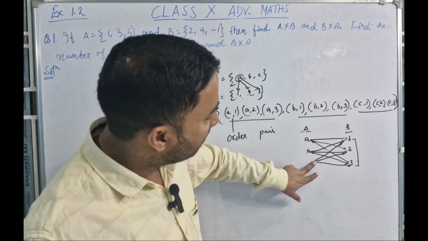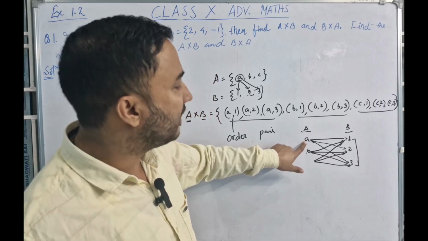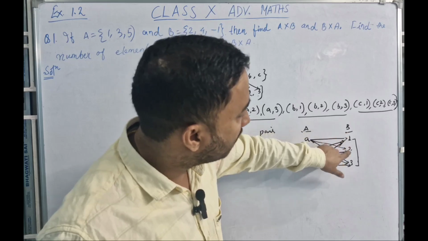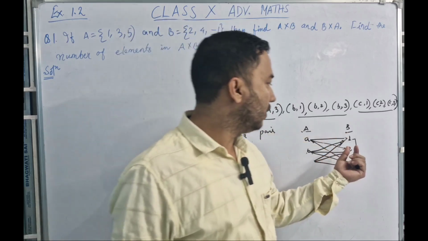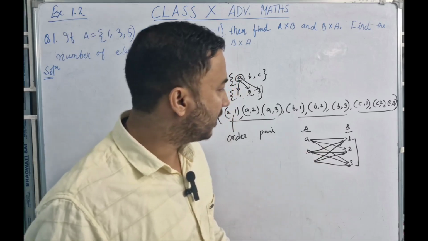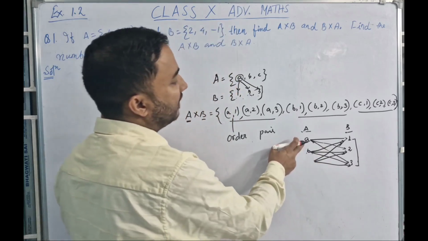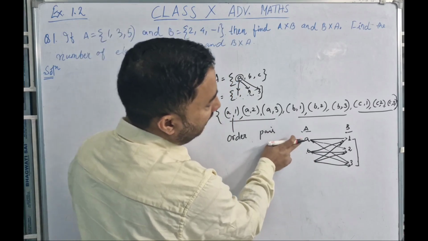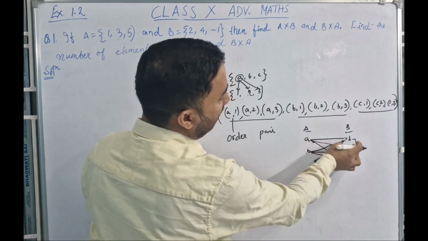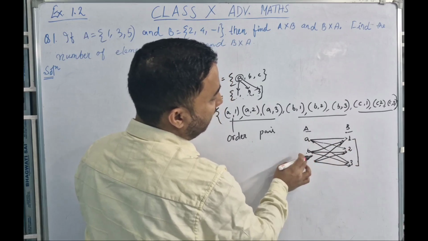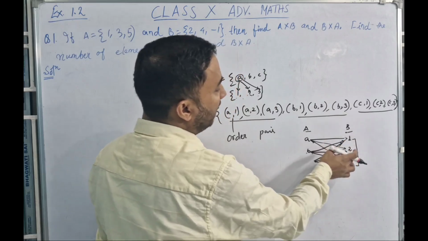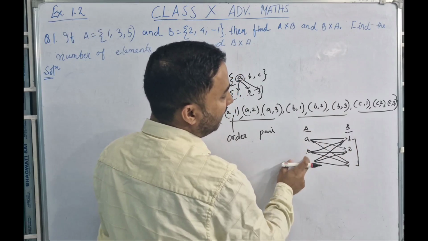Suppose C is not there, then also for A we will be getting 3 ordered pairs, because the number of elements in the set B is 3. Okay, 1, 2, 3. The number of elements is only 3, 1, 2 and 3. So we will be getting 3 ordered pairs for each element in the set A. If only 2 elements are there in the set A, then we will be getting 3 ordered pairs for the first element, 3 ordered pairs for the second element. Suppose 3 is not there, only we have 1 and 2, then we will be getting 2 ordered pairs for every element in the set A.